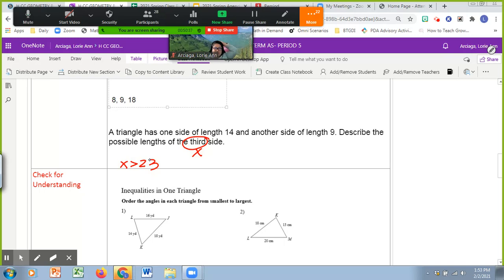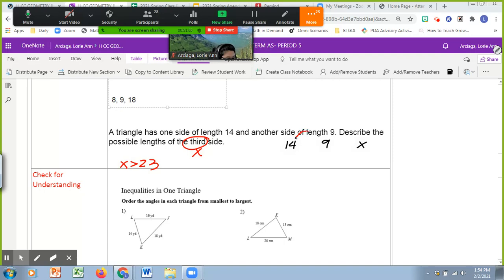What about 6? If x is 6, would it work? So 6 could also work, right? Okay, so how do we do it so we're not guessing? Well, remember what we were doing earlier? We have, what are the numbers again? 14 and then 9. We're going to call the last one x. So, yeah, we can solve it.